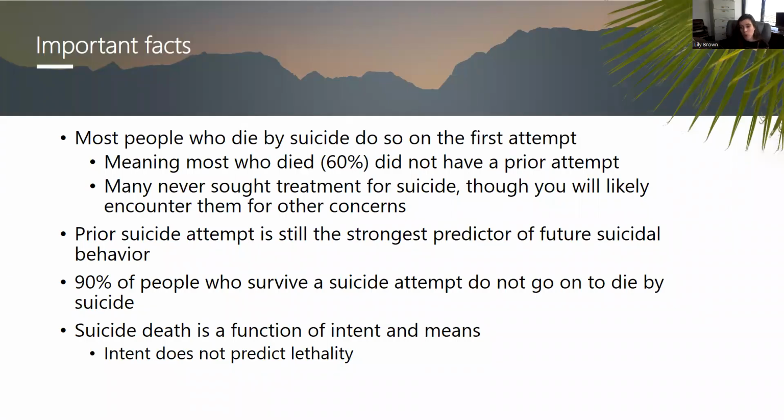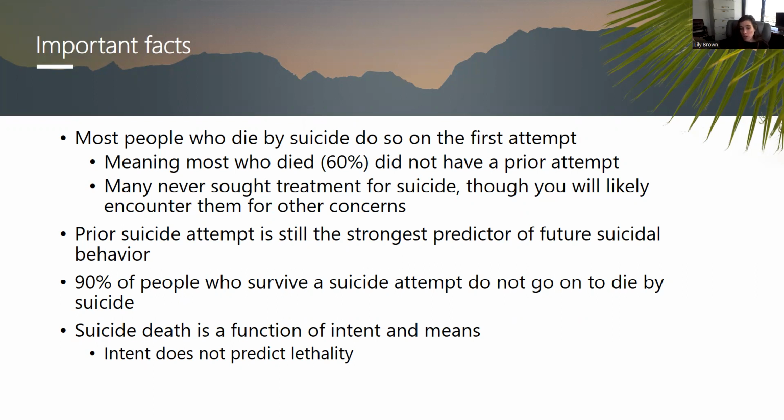There are some facts that are important to consider. So about 60% of people who die by suicide die on their first attempt. Most of these people, or at least many of these people, have never sought suicide prevention treatment. They've never gone to a therapist to say, I'm here because I'm thinking about suicide. But often in the Penn system, we will encounter people struggling with suicidal thoughts in other places, like in primary care or at their annual OBGYN visit. The factor that's the strongest predictor of a future suicide attempt, though, is having a prior history of an attempt.